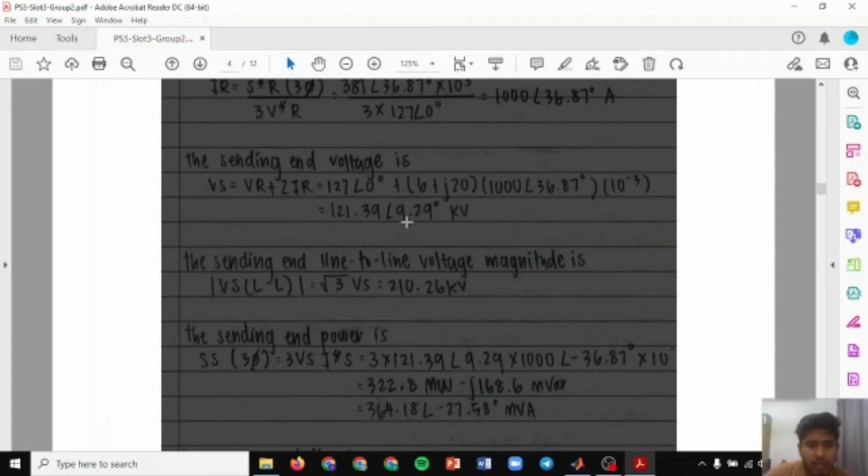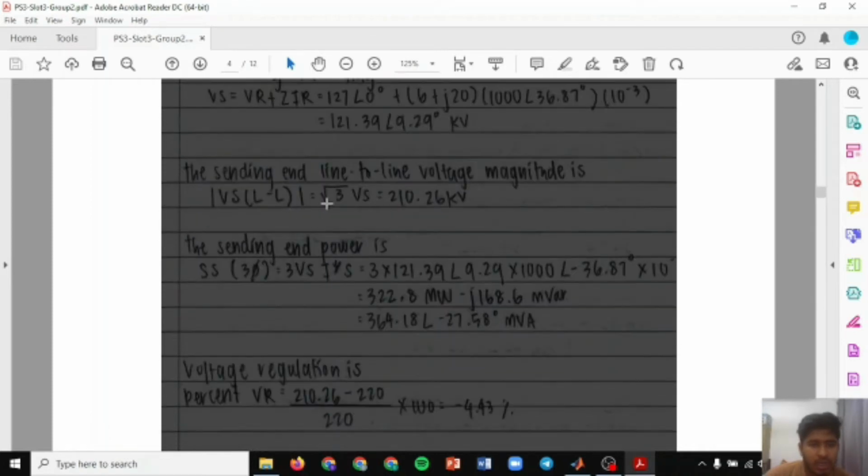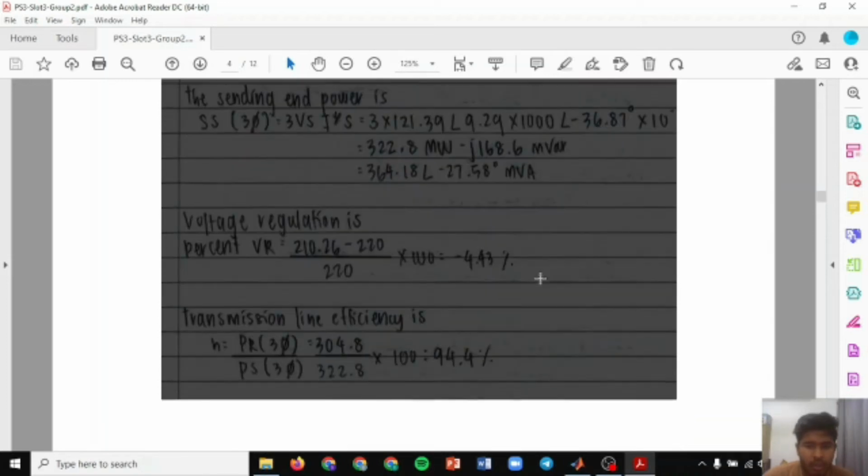The sending end voltage is 121.39 ∠9.29 degree kilovolt. The sending end line to line voltage magnitude is 210.26 kilovolt. The sending end power is 364.18 ∠-27.58 degree megavolt ampere.